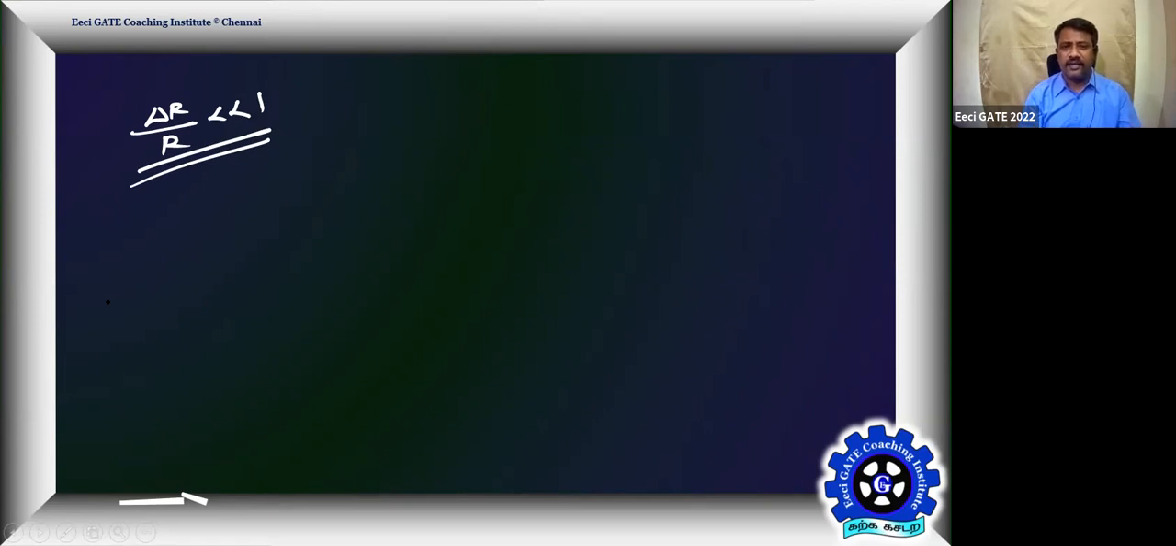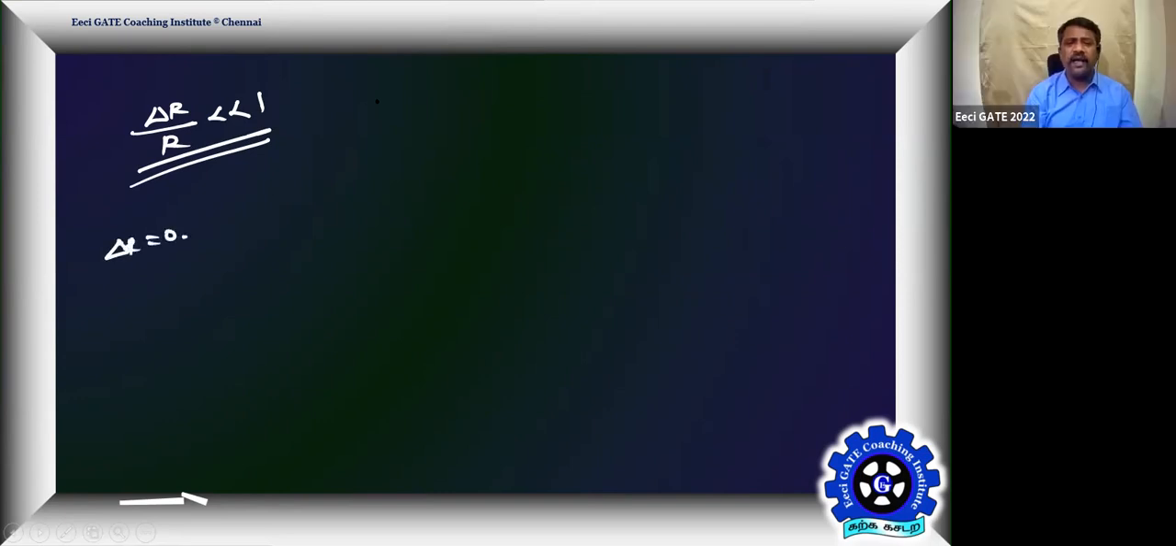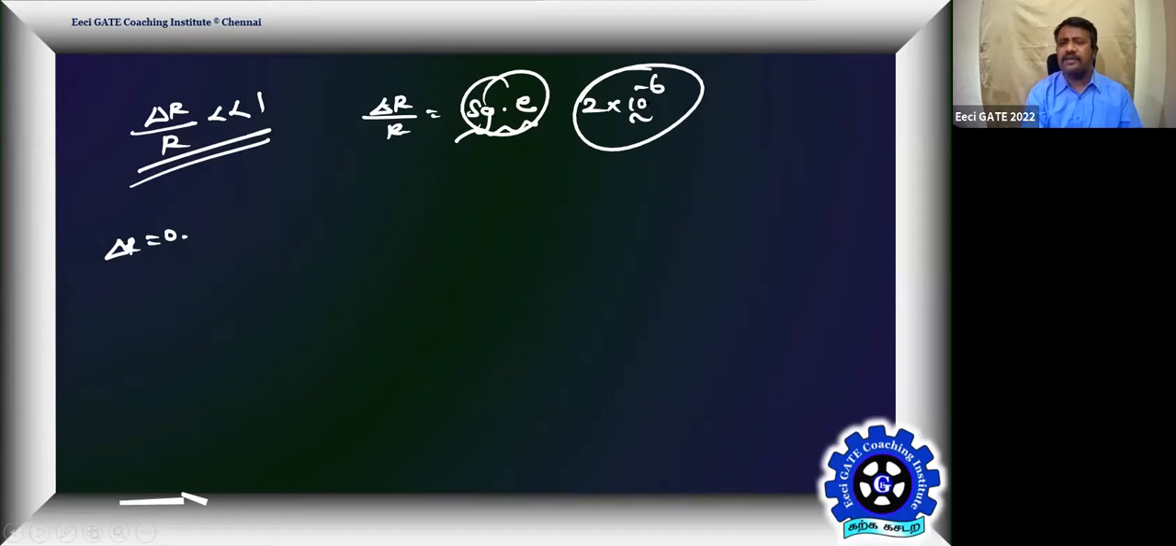Are you understanding this connection? Yes, sir. What is delta R? Delta R is point. What is delta R by R? Yes, that's the easy way. Delta R by R is what? Strain gauge factor into strain. And strain is micro. SG is 2. So it is going to be 2 into 10 power minus 6. Okay, in the order of that only.